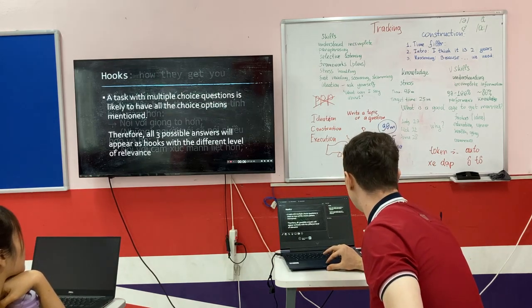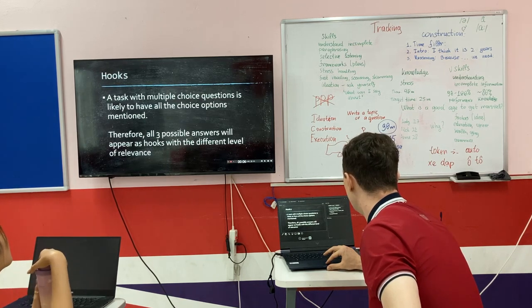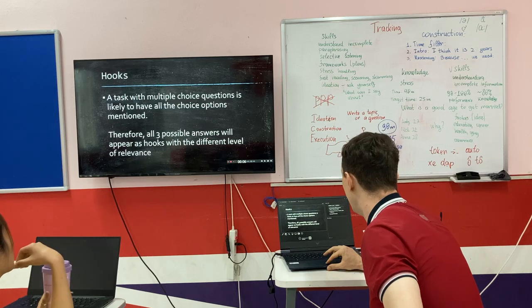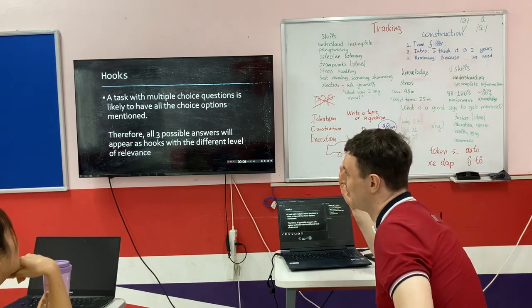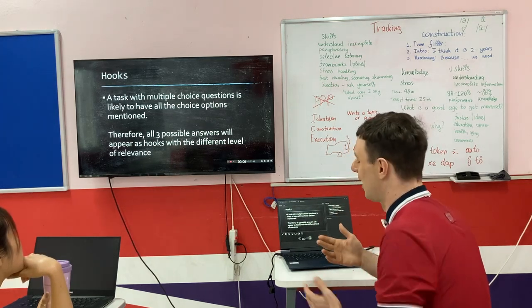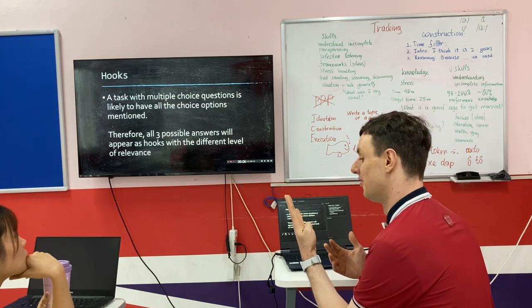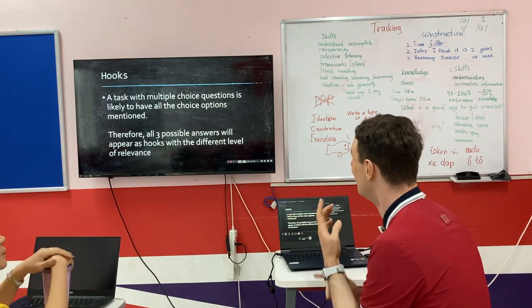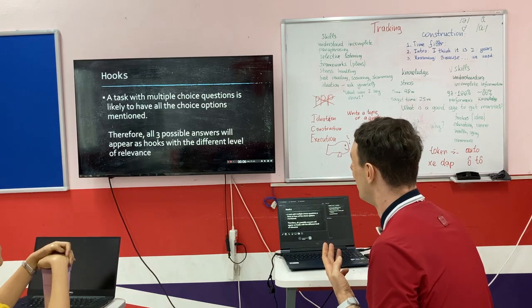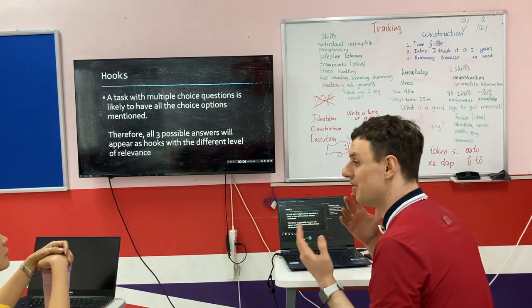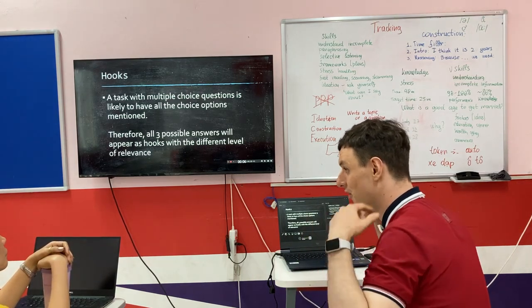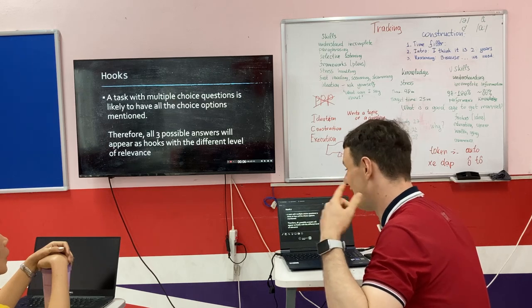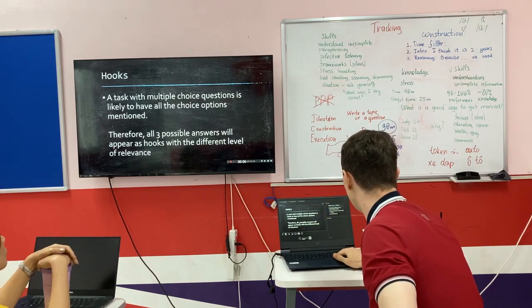So let's see. Usually, this is how listening looks. You have 3 or 4 answer keys, for instance, by bus, by bicycle, by car. And they usually discuss all 3. You usually hear all 3, so you need to understand which one exactly fits here.